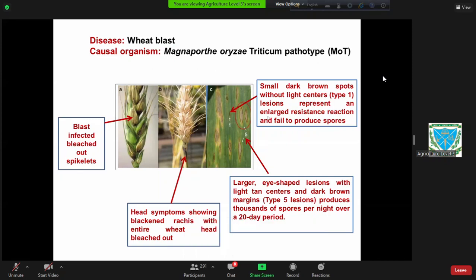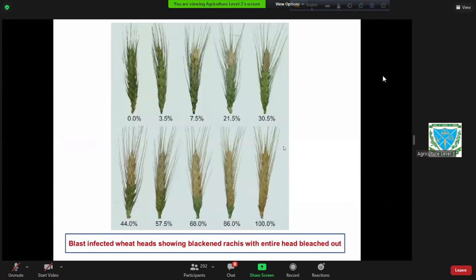Once the pathogen escapes the infection on the leaf, you can notice the symptom on the head as bleaching out or bleached out symptoms. And you can see the black discoloration on the rachis if you closely observe. Here, in this slide, you see the different levels of infection.